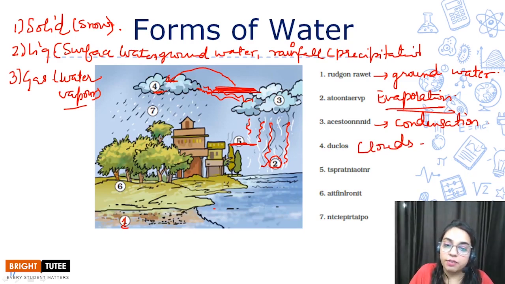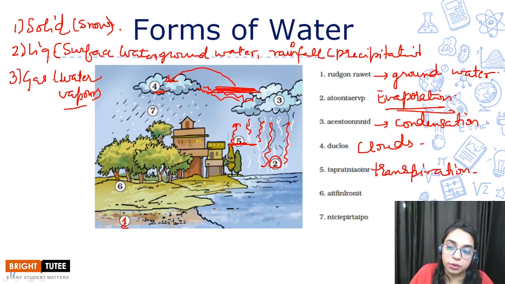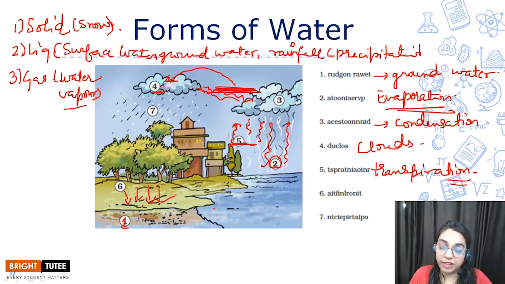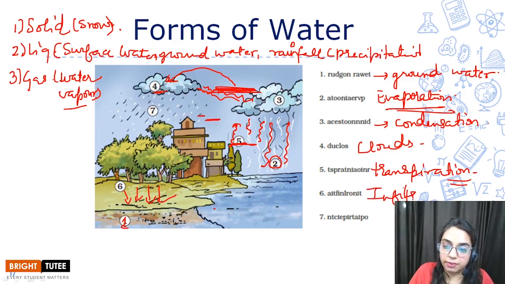Then again children, next we have 5, in which the water is leaving the surface of earth through trees, through the aerial parts of trees, and this process is known as transpiration, where water leaves the surface of earth through the aerial parts of the plants. Then we have the 6th point, where water is seeping down the ground, and this seeping down of water below ground is known as infiltration. Then children, 7th is this rainfall, and we have already discussed that rain is known as precipitation.